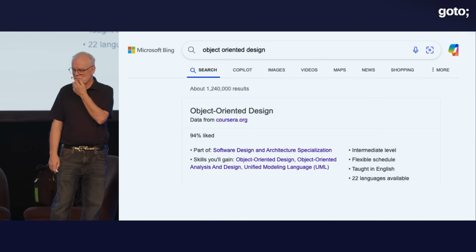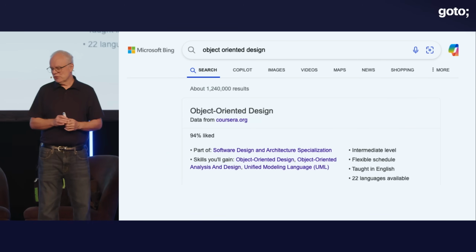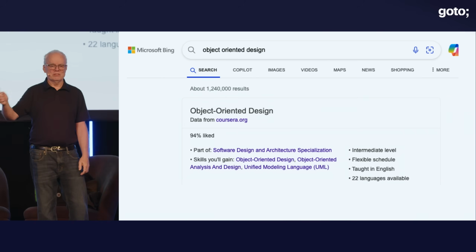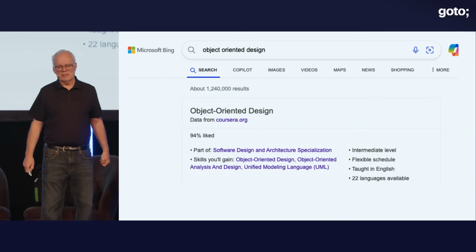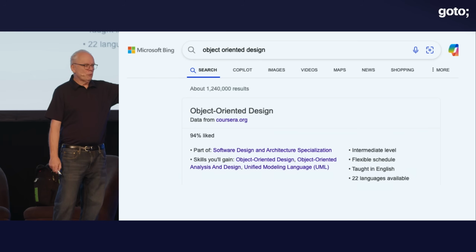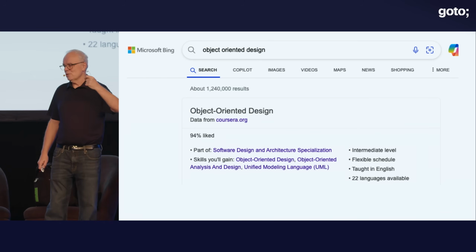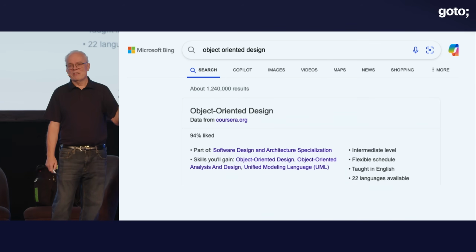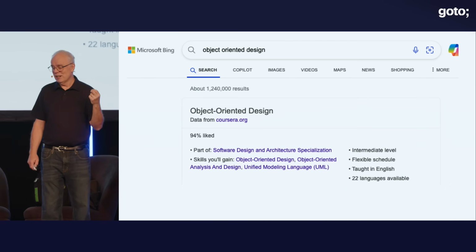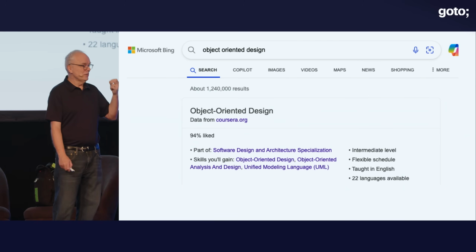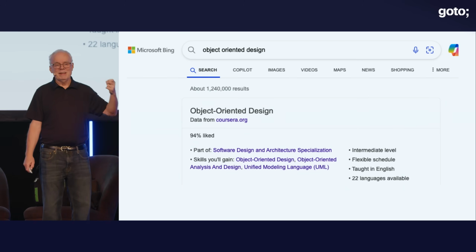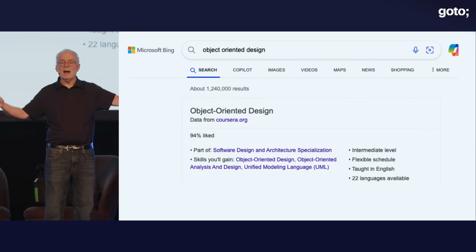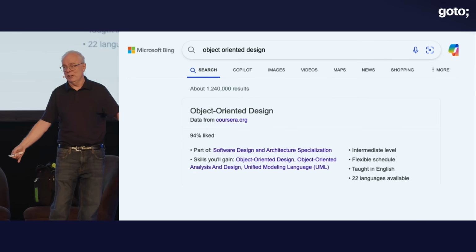Well, I did a Bing search for object-oriented design, and I got 1.2 million results. And that tells me two things. Thing number one is that people are really interested in object-oriented design. And thing number two is there is no easy answer, right? Anytime you get 1.2 million documents talking about something, it means there isn't a single place you can go to, there's the answers. Object-oriented design is hard.